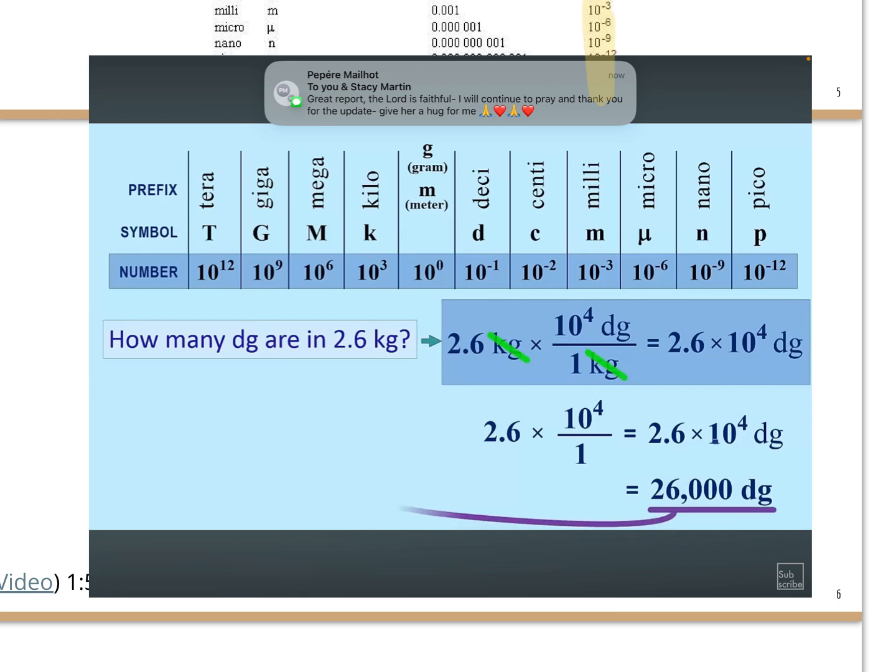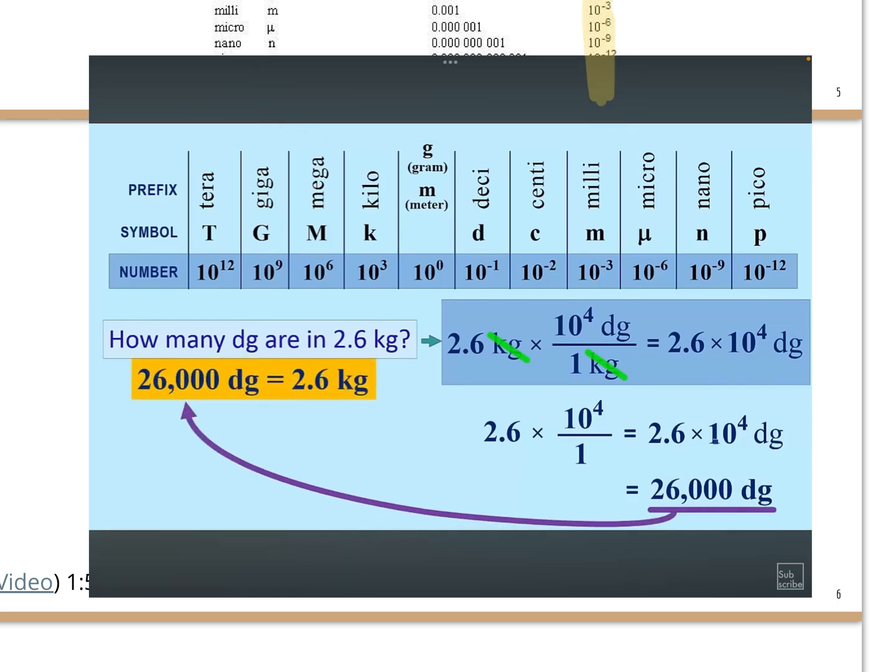We have determined there are 26,000 decigrams in 2.6 kilograms.